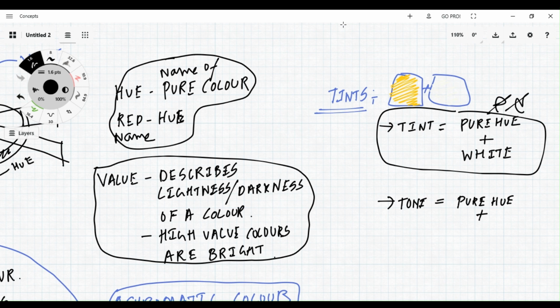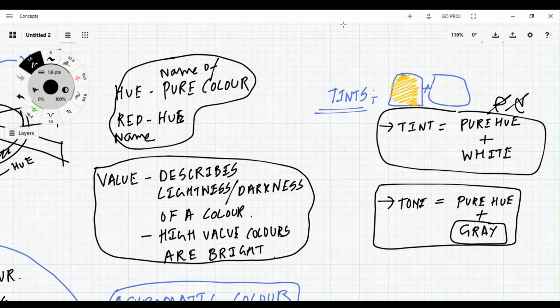In tints and tones, you might get confused slightly. Everybody tends to think that tone is black, but here is a confusion point. Tone is pure hue plus gray. This is the important confusion point. Please remember, tone is not pure hue plus black. Tone is pure hue plus gray. Then you may ask me, what if I mix the color with black, what does it become? Remember this important point.